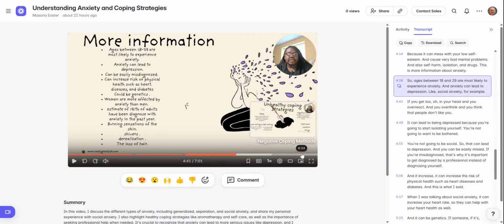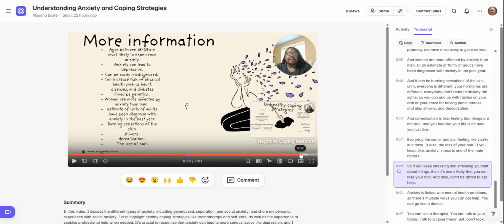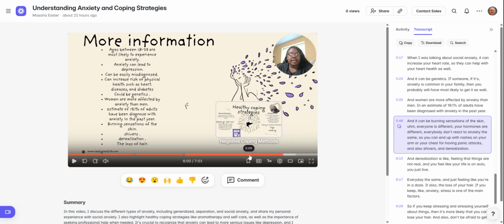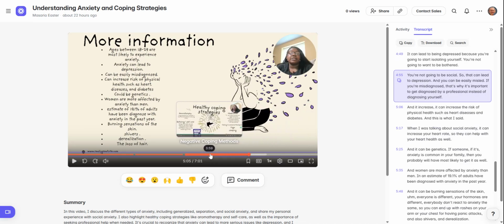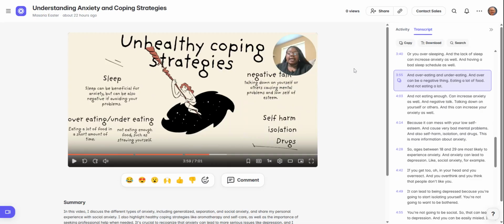You can see where these particular visuals are, but some of those changes are not necessarily showing up on the screen. There we go. So we get to some of the unhealthy coping strategies. What you have to be aware of, though, Mazaria, is the misspellings. Double check, because on a couple of these slides, I am noticing that there are issues with misspelling. There you have, with unhealthy coping strategies, an issue with spelling.